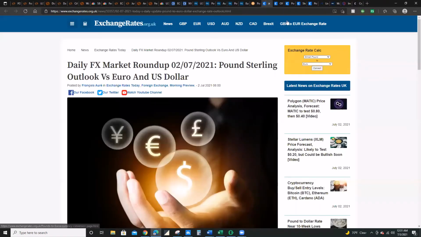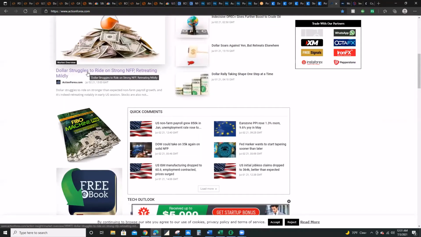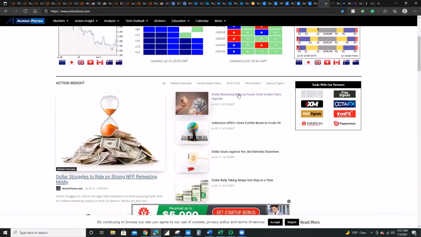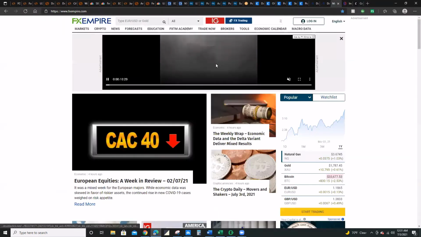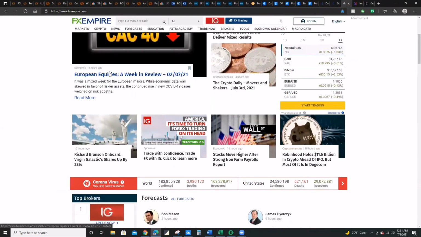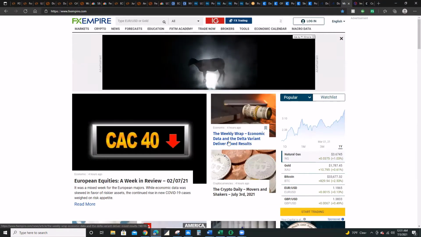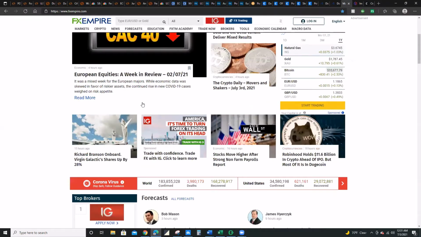My sell search page, don't need that. A lot of FX. Dollar struggles to rise on strong NFP, like I've already said. From showing chart. I've already got an article on OPEC, so I don't really need that one. No, I do pretty overkill. You gotta do this overkill. European equities, don't really care. Delta, don't really care. I'll see what Bloomberg's got for me.